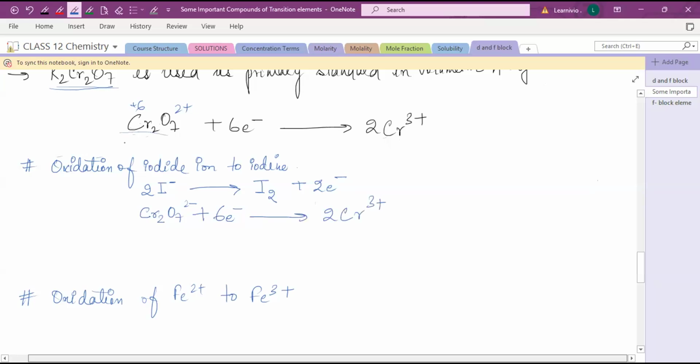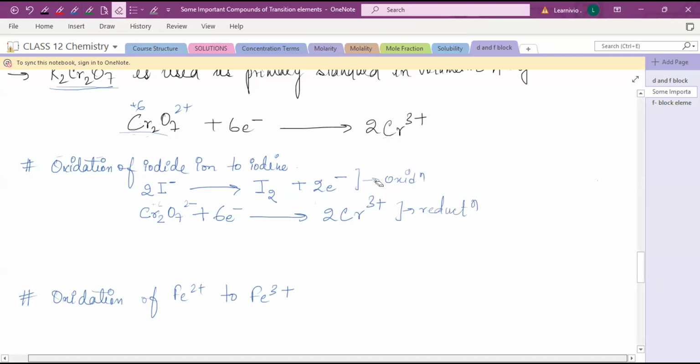Again, this reaction you will write. Here you can see the oxidation state goes from +6 to +3, which means the oxidation state decreases. So this is the oxidation reaction and this is the reduction reaction. When you combine both reactions, you get a redox reaction: reduction plus oxidation.